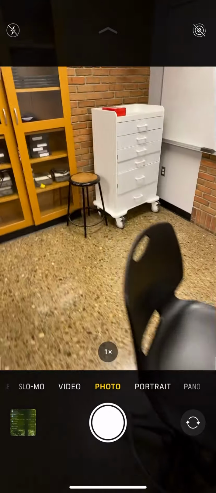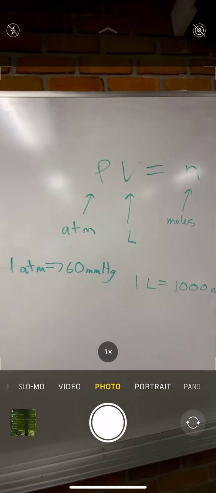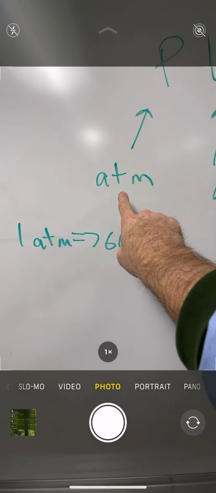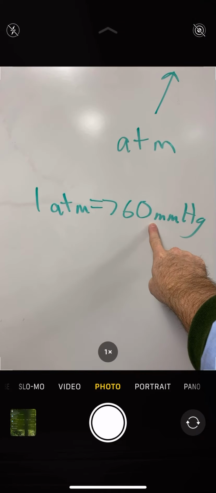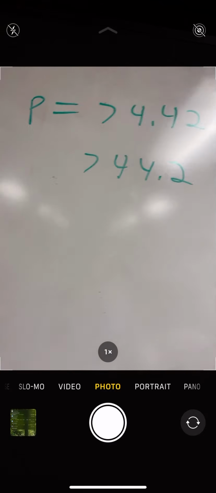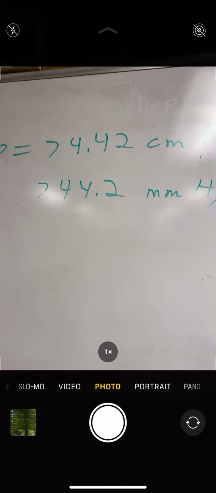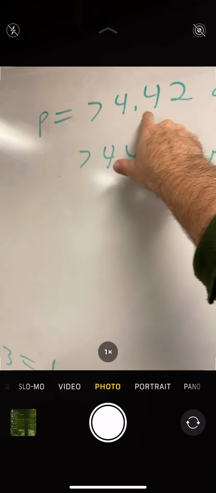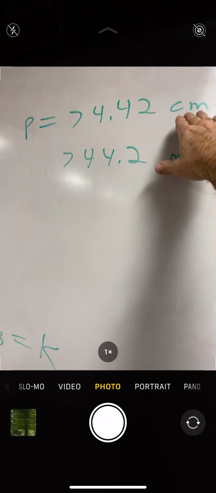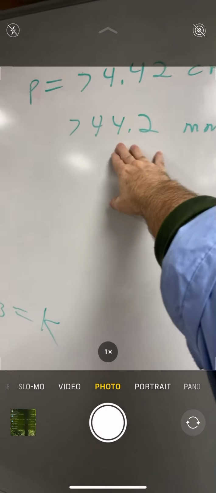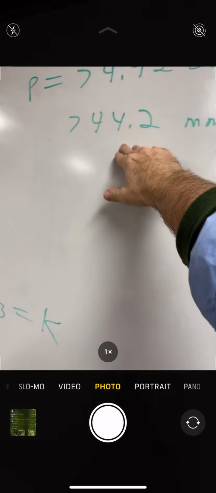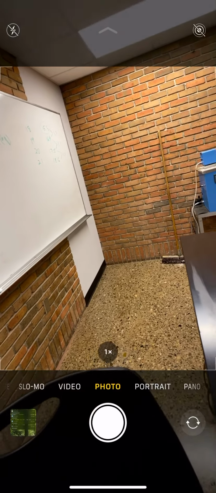And what I shared with everyone else in class is that for P, you needed an atmosphere, so you're going to have to use this conversion factor. 1 atmosphere equals 760 millimeters of mercury. We have a barometer in the other lab, and I just read the barometer, and it shows a pressure of 74.42 centimeters of mercury, which if you multiply that by 10, you get millimeters. Centimeters to millimeters, the difference is 10. So it's 744.2 millimeters of mercury.